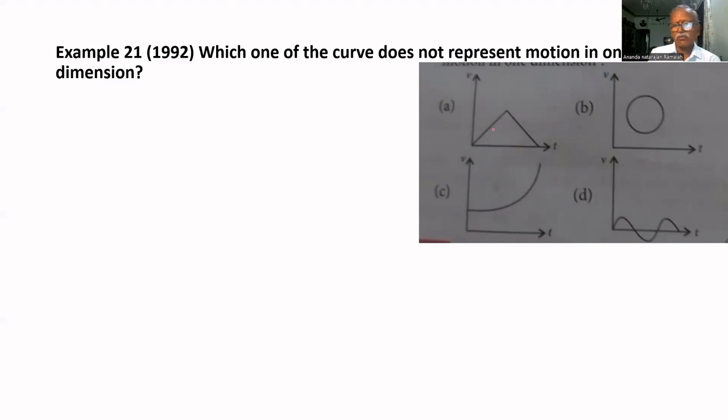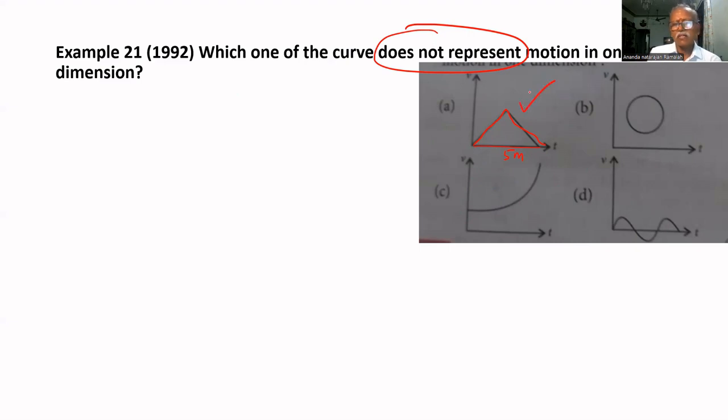We have to remove the options that represent motion in one dimension. This is one-dimensional motion. Initially its displacement increases, then displacement decreases. No problem, it is one dimension only. The final displacement is 5 meters. It goes here, then it comes here, a 5 meter displacement. So it is linear only, one dimension only.